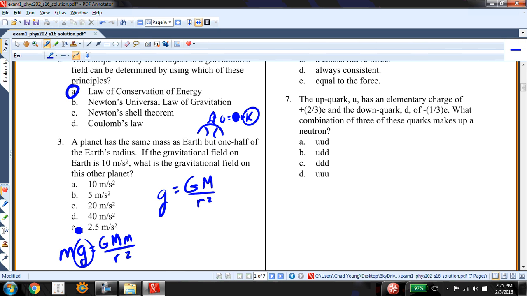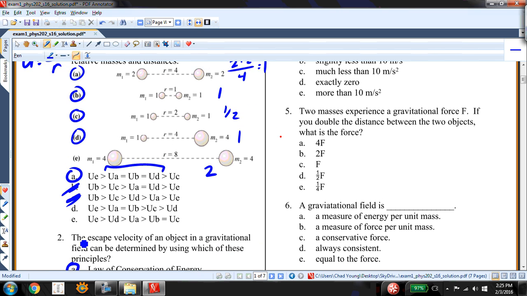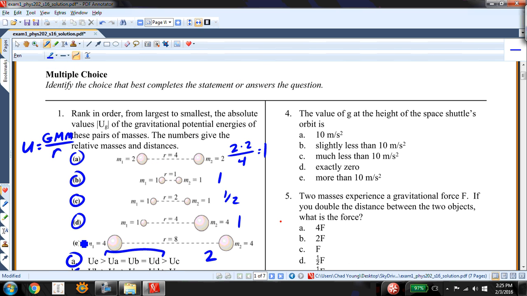Now, if the mass is the same, but I make the radius 1/2, that means I'm going to 4 times the acceleration due to gravity. So here, where it was 10, it's now going to be 40. So that's number 3. The value of g at the height of the space shuttle's orbit is, so this is a lot more than the Earth's radius. So our acceleration due to gravity is going to be much less than 10 meters per second squared, but not 0.